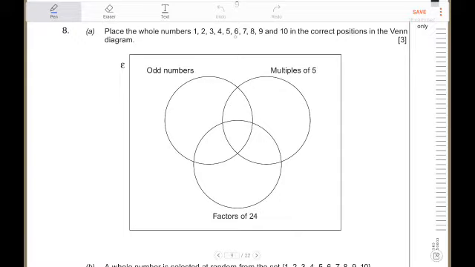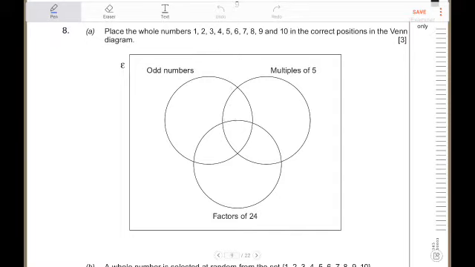6. That's not odd. So I go on to the next one. 7. It's odd, but not a multiple of 5. 8. That's not odd. 9 is odd, but not a multiple of 5. 10 is not odd. So actually, there's no numbers in the middle. There's no numbers that are odd, multiples of 5, and factors of 24. So now I'm going to look at numbers that are in this little section here.